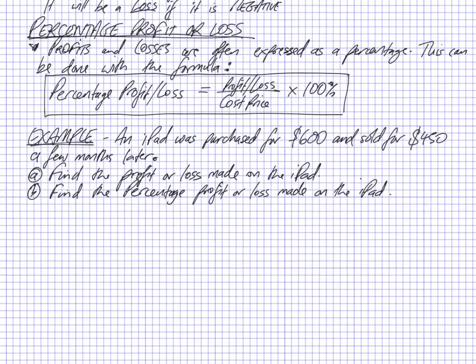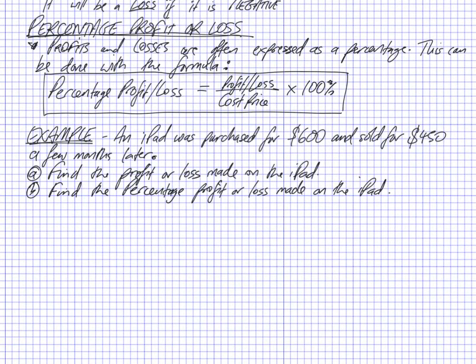Sometimes the profit and loss are expressed as a percentage, and you can do this using this formula. You can work out what the percentage profit or loss is by putting the profit or loss over the cost price of the item and timesing it by 100%. So let's do an example here. An iPad, I purchased it for $600 and then I sold it later for $450. Find the profit or loss made on the iPad.